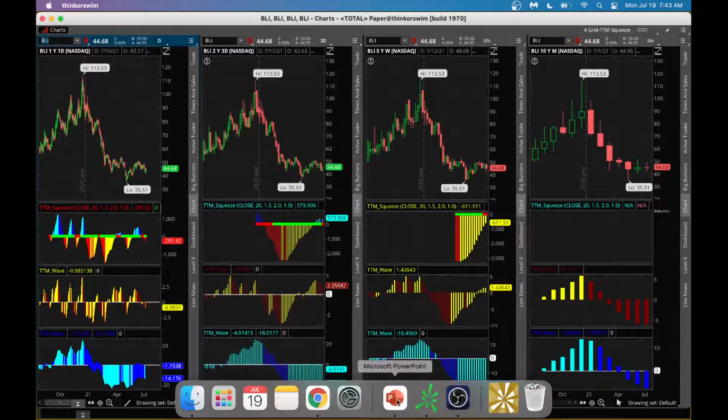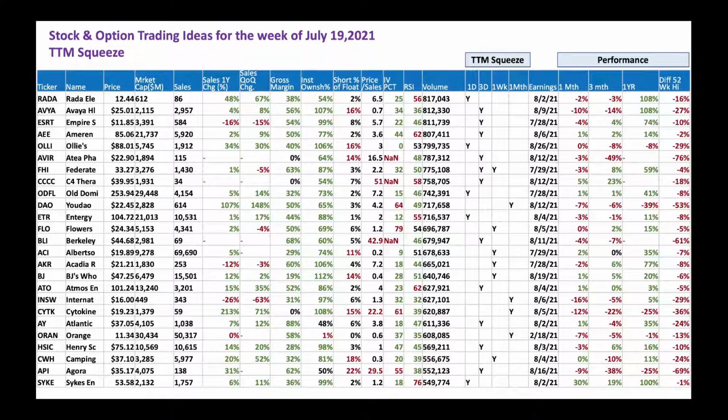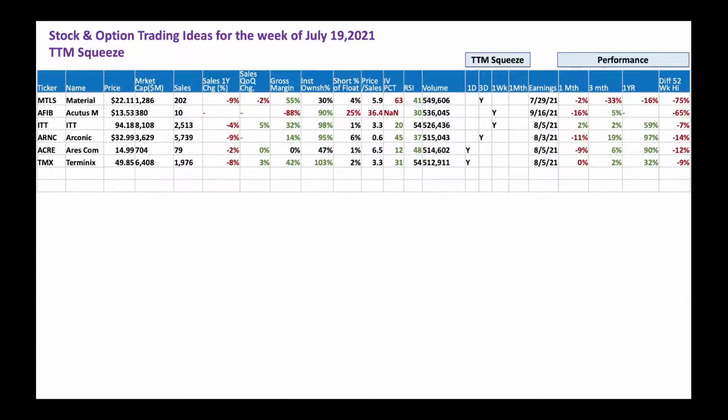So with that, let me go back here. So in a nutshell, we've got a couple of pages here of squeeze plays. You could look at these and see if it makes sense to you and play along. You could even buy the stock outright in these scenarios, or you could do a spread or buy a call option outright.